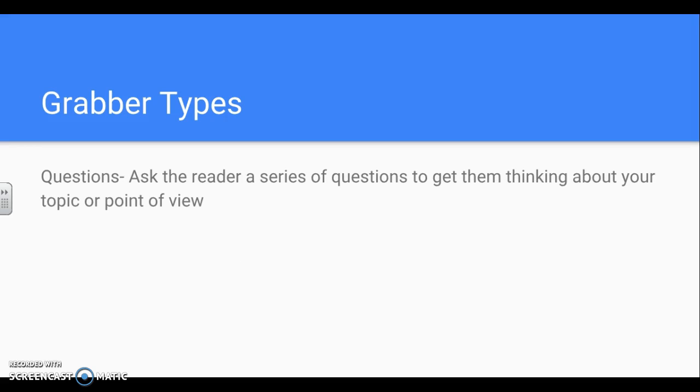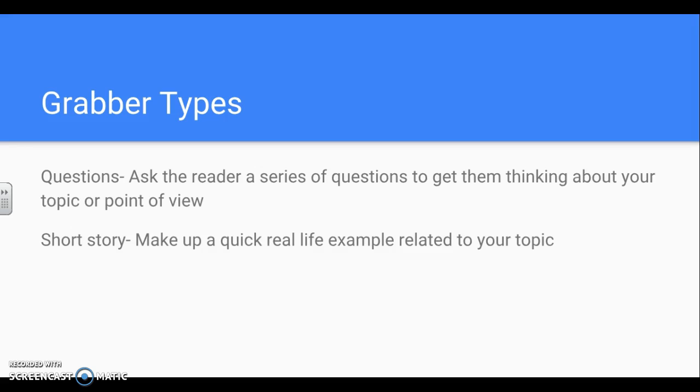So there's 3 types. First, you can do questions. You can ask the reader a series of questions to get them thinking about your topic or your point of view, to get them thinking inside their own head, and maybe even questioning some things that they believe.